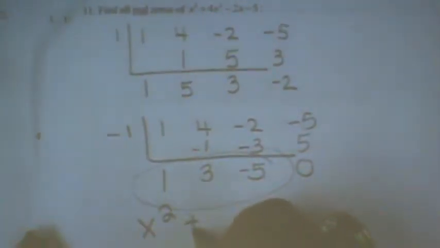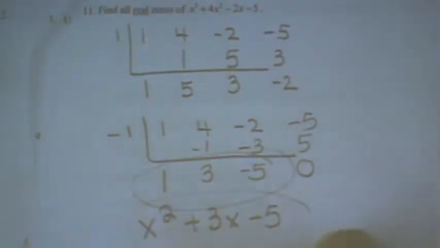So I'm gonna try 2. Actually, 2 wouldn't be a factor. Let's try -1. 1, 4, -2, and -5. Bring down the 1. -1, you get 3. -3, -5, and there we go. That was our first 0. So -1's our first 0. What is left here? X squared plus 3x minus 5.